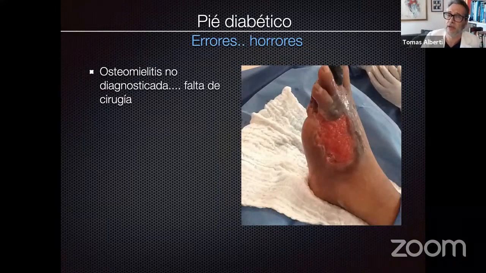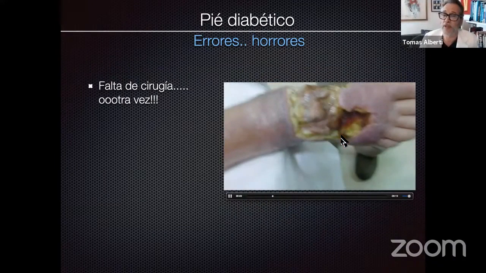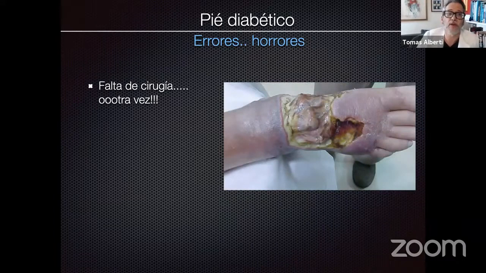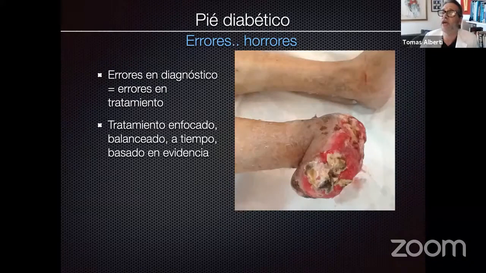Todo lo anterior, falta de cirugía. Generalmente estos problemas son falta de flujo, falta de cirugía. Aquí es lo mismo. En este, fíjense ustedes, una cosa que hubiera sido sencilla, este paciente no tenía problemas de cicatrización, falta de cirugía, lleva a una enorme artritis séptica y a la pérdida de un pie. Entonces, errores en diagnóstico, errores en tratamiento. El tratamiento tiene que ser enfocado, balanceado, a tiempo y basado en evidencia. Miren este pie, completamente comido por una osteomielitis del tarso. Y este otro, intervenciones desbalanceadas.